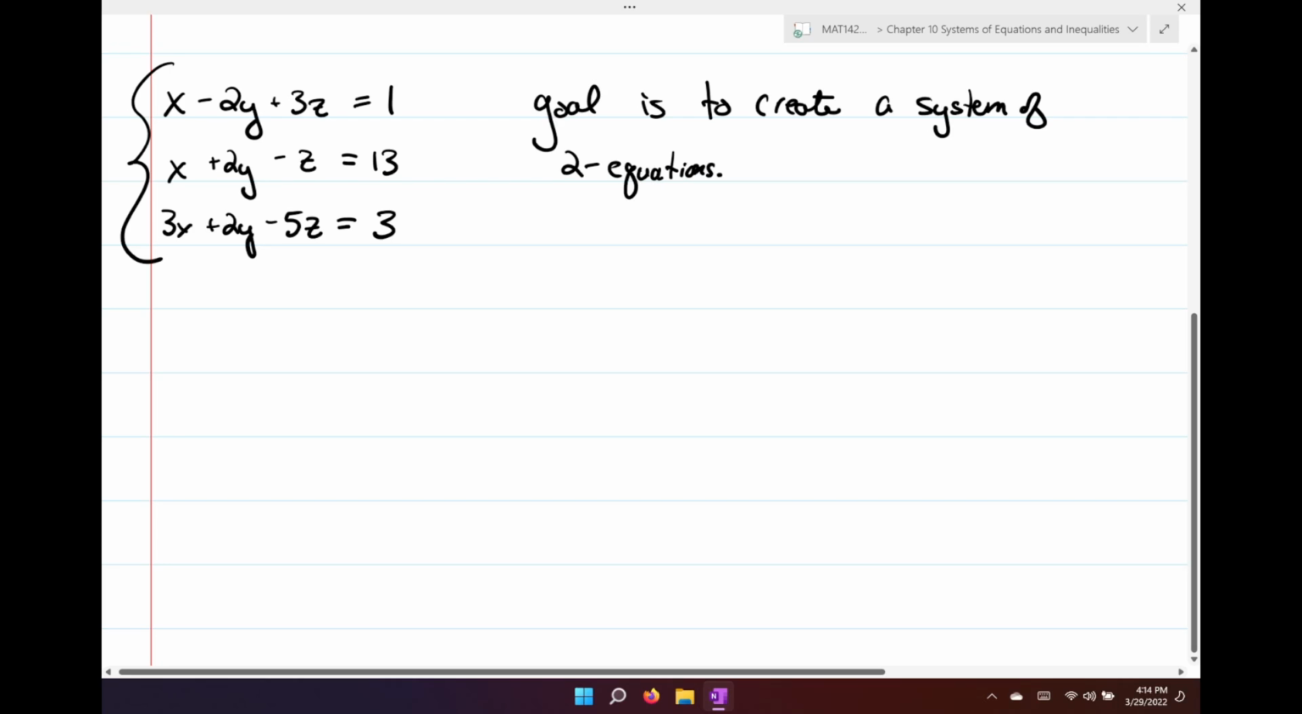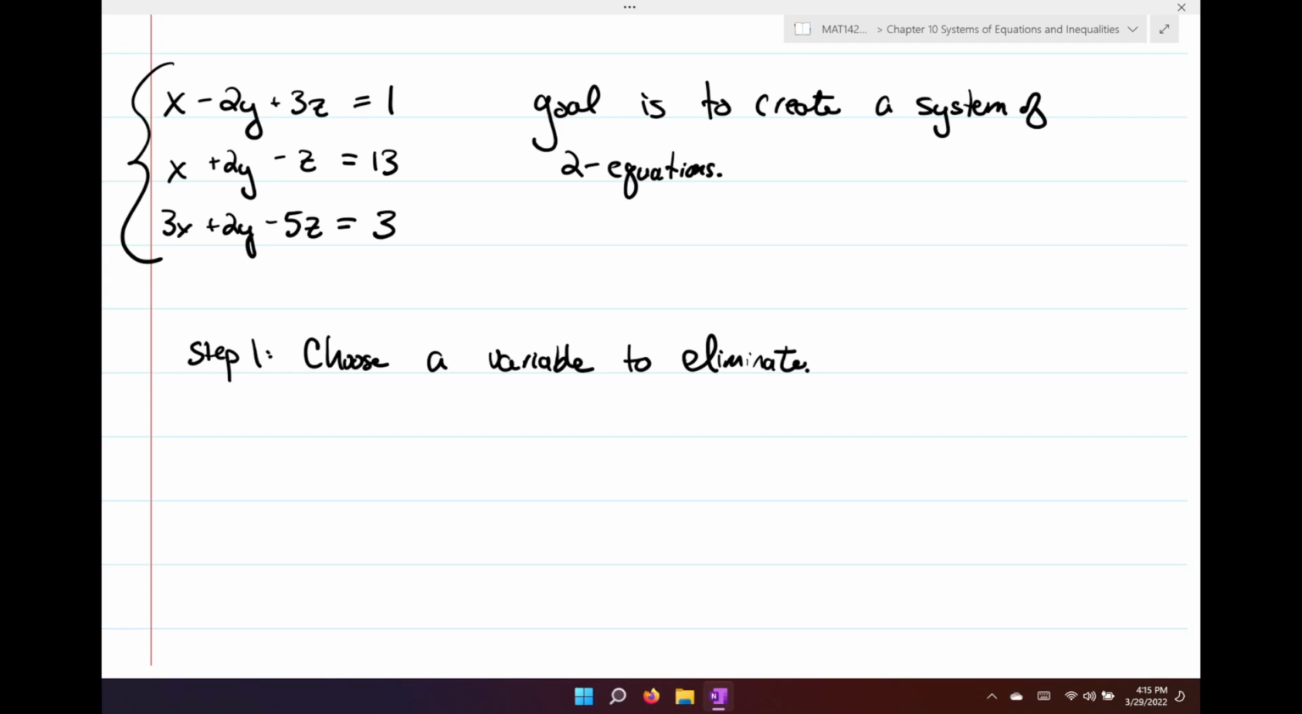So here are the proper steps on how we do this. Step 1, you're going to choose a variable to eliminate. Okay, so just like in the system of 2 equations, that addition elimination method, you're going to do the same exact thing here, except you are specifically asked to just choose a variable to eliminate. So you're going to be looking for opposite signs, same coefficient. So I'm going to label my equations. This is equation 1, this is equation 2, and this is equation 3.